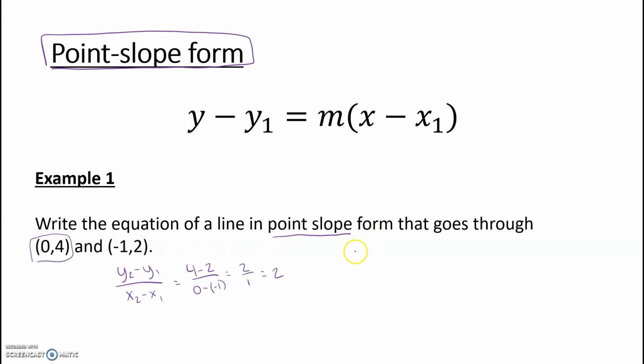So let's pick the first point. All right, so we're going to plug into our formula. y minus my y coordinate, which is 4 in this case, equals m, my slope was 2, x minus my x coordinate, which was 0. And now the only thing you have to do is don't ever leave x minus 0. Go ahead and simplify that down. So x minus 0 is x, so we have 2x over here. And we're going to stop. That's our equation in point slope form.